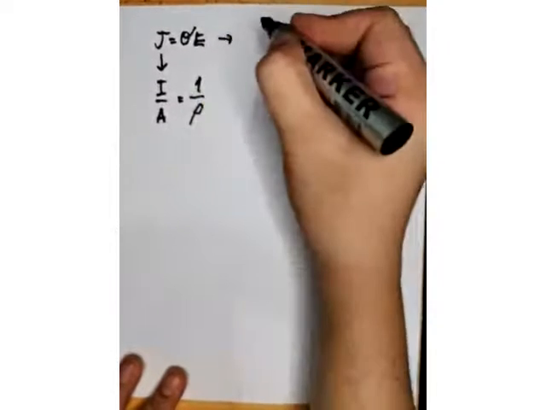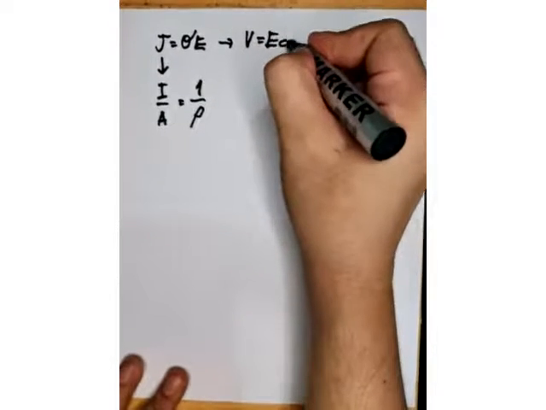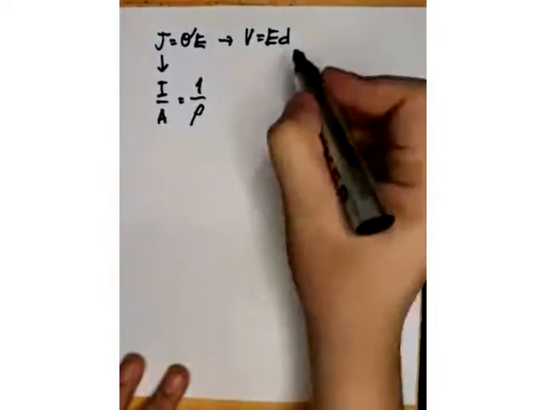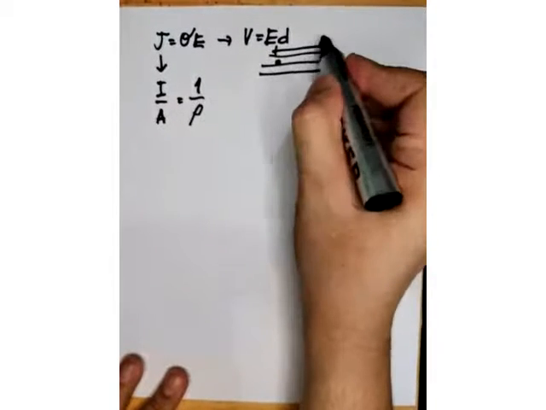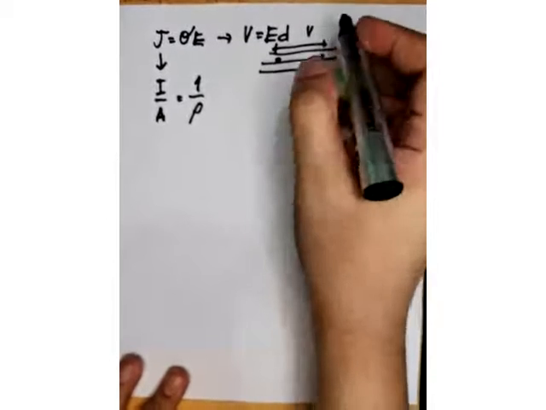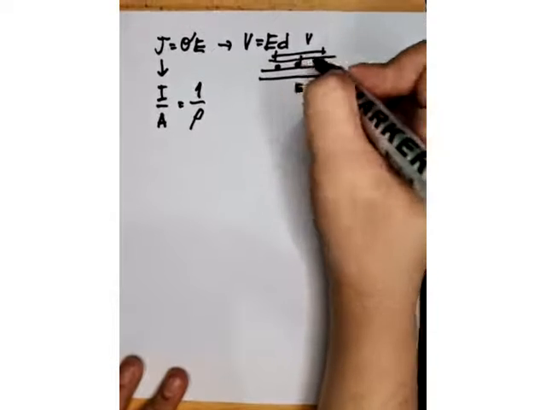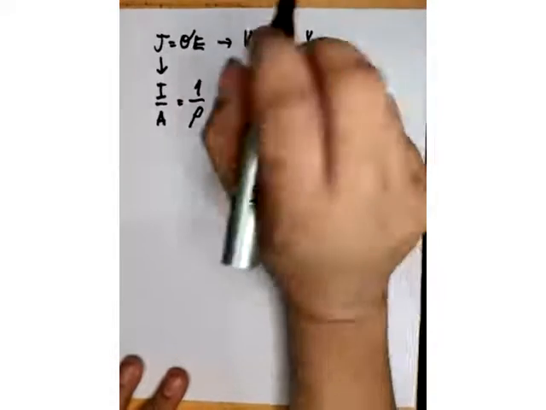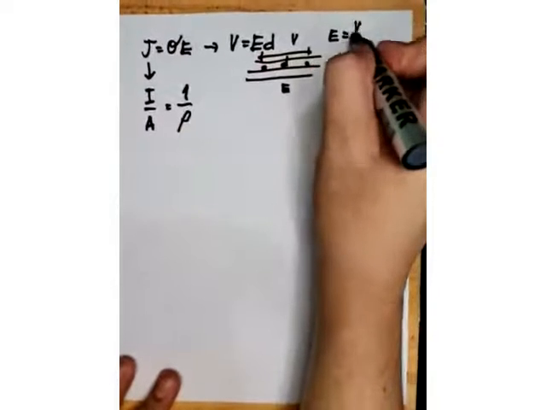Yung electric field, okay, ang potential difference has something to do with the electric field times the distance. Kasi kung meron tayong electric field and then meron tayong dalawang point, ito yung ating potential difference na V. Okay, so ito yung magnitude ng electric field and then yung distance between the 2 points. Kaya V is equal to ED. So kung yan yon, so E then is equal to V over D.